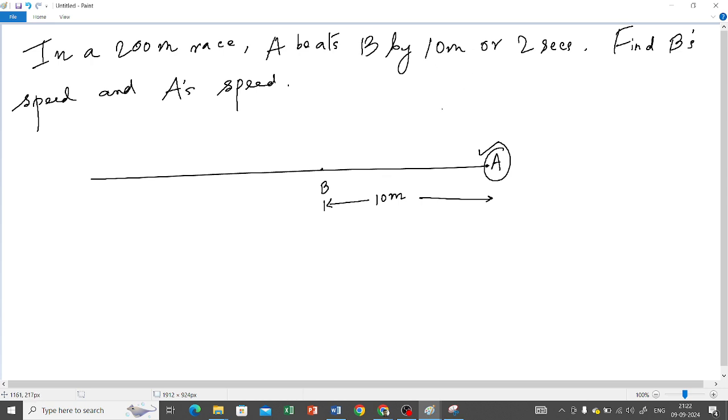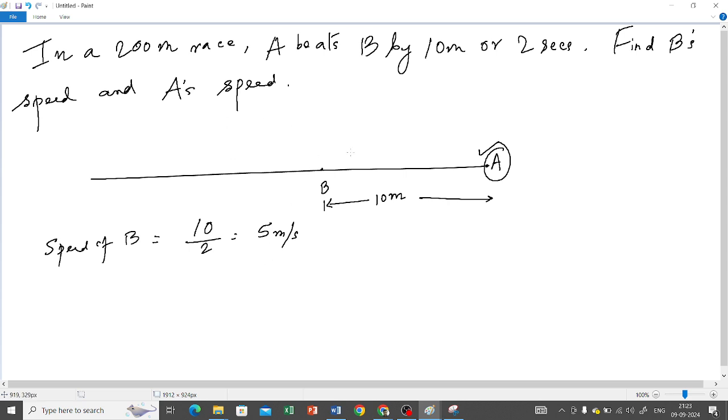Niladrishika, did you understand? Yes, sir. So what is the speed of B? Speed of B is 10 meter by 2, that is 5 meter per second. That is the speed of B. What is the total length of the race? 200 meter. Fine. So B speed is 5 meter per second.